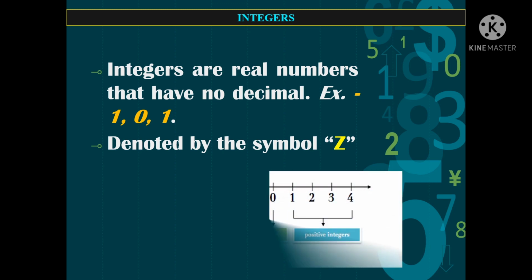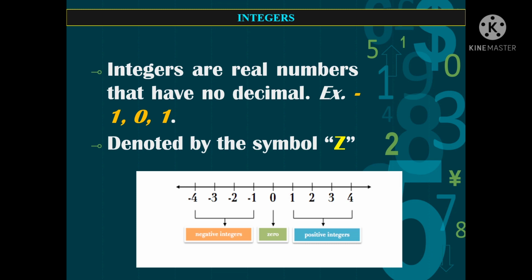As we can see here in this number line, from 1 to positive infinity, including 0, and then -1 to negative infinity are all considered integers.